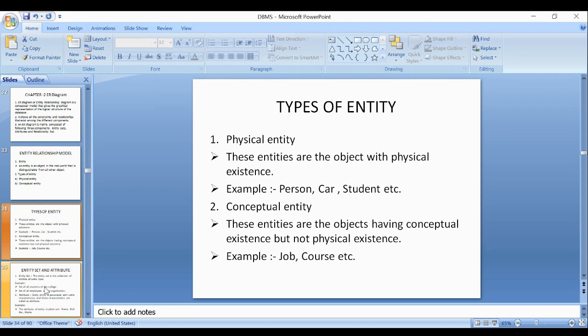Now coming to the first, physical entity. These entities are the objects with physical existence. Example: person, car, student, etc. Now coming to the conceptual entity, these entities are the objects having conceptual existence but not physical existence. Example: job, course, etc.